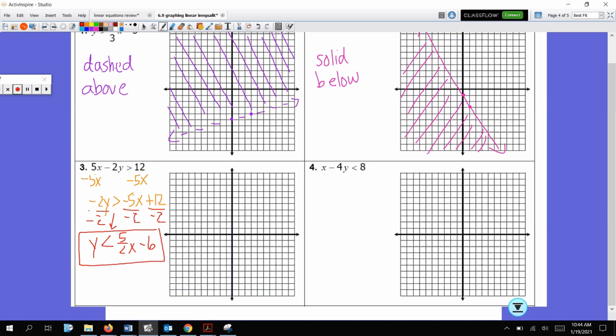Here's my inequality. Now it's going to be dashed, because it's just less than, and it's going to be below, because it's less than. Okay, we start at -6 on the y-axis, so 1, 2, 3, 4, 5, 6 here, boom. Slope is 5/2, so we go up 5. 1, 2, 3, 4, 5, and over 2. Make another point. It's a dashy line. Be careful and conscious about that.